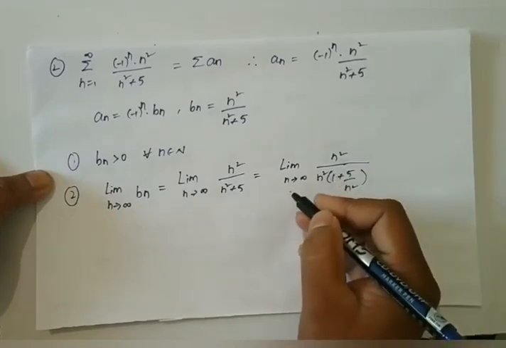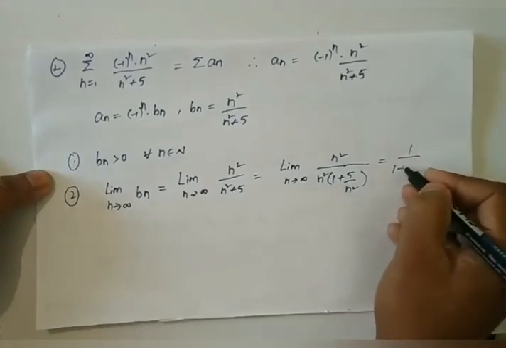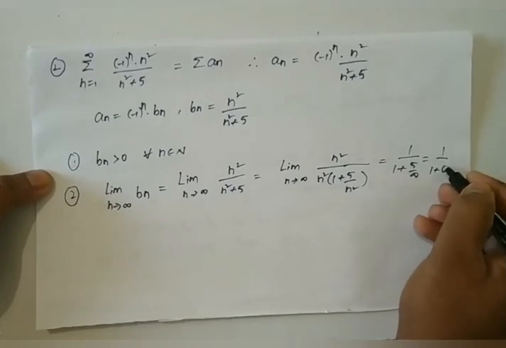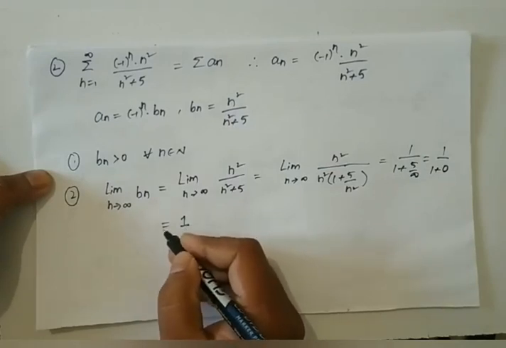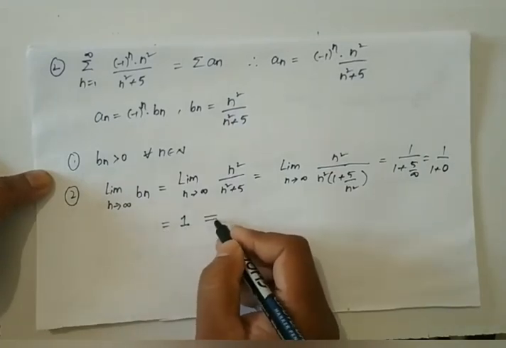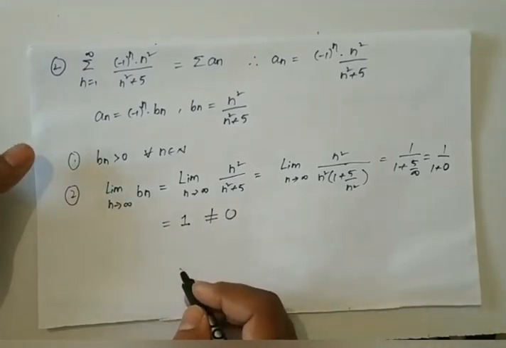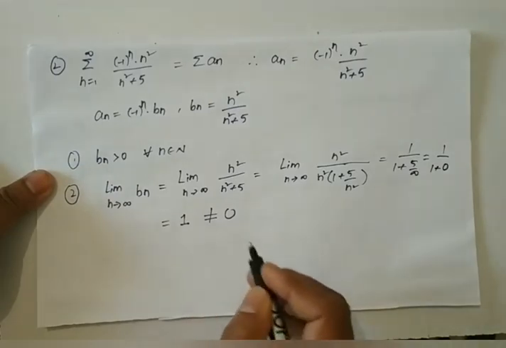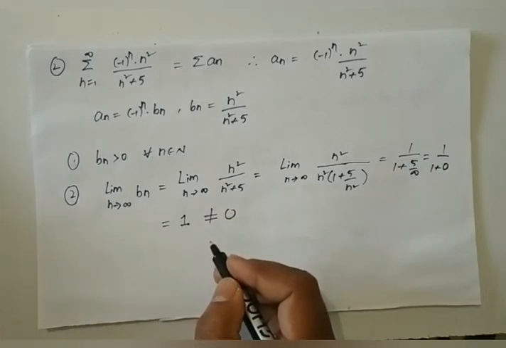So next we have to apply n equal to infinity. So here we get 1 by 1 plus 5 by infinity, which is equal to 1 by 1 plus 0, since 5 by infinity is nothing but 0. Therefore, 1 by 1 is 1. Therefore, the limit as n tends to infinity of bn is not equal to 0. So the second condition is not satisfied. So there is no reason to check the third condition.